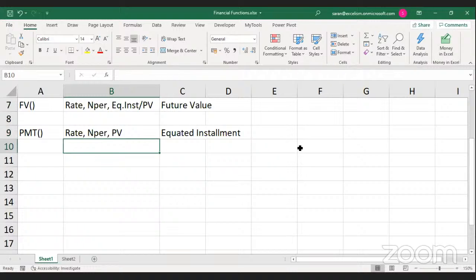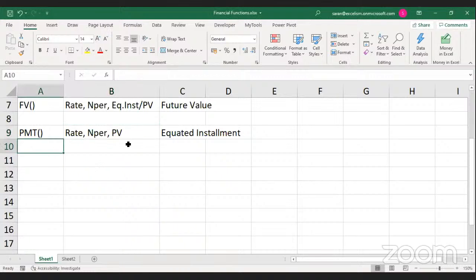So if I want to calculate the equated installment, say I'm taking a loan, how much is the present value the banker gives you? That's the loan amount. Then how many years are you going to repay? That's the number of periods, the NPER. Then how much is the rate of interest they charge? Right? Yes.